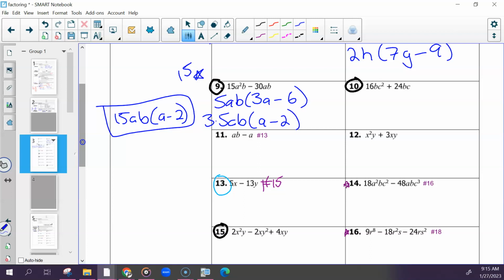Okay, for 11, can you take out anything? A. Sometimes you don't have numbers, so you're thinking about number of variables. So if you take A out of both, what's left? B. What's A divided by A? 1. So A times B minus 1.